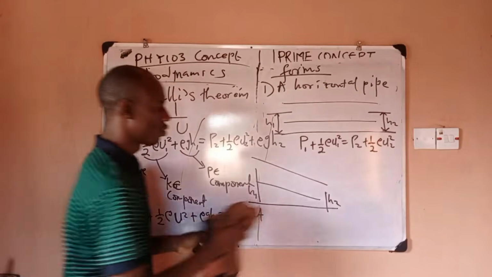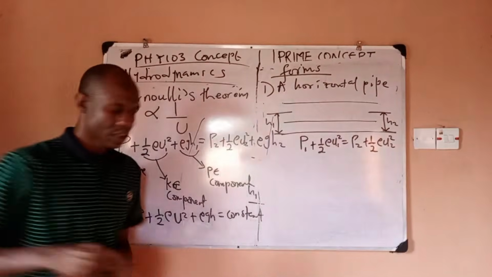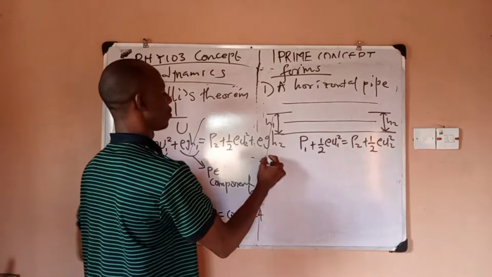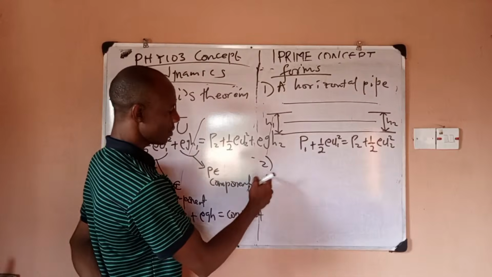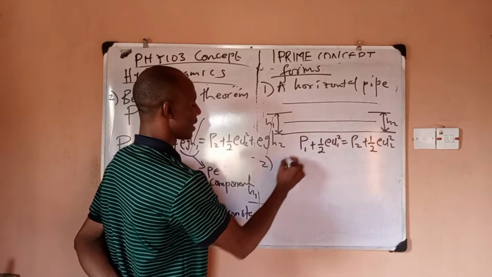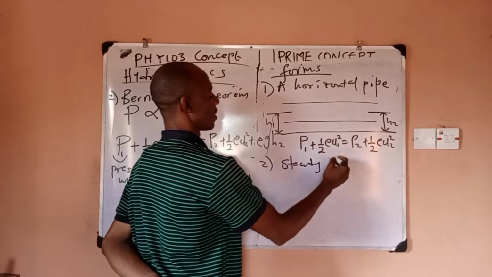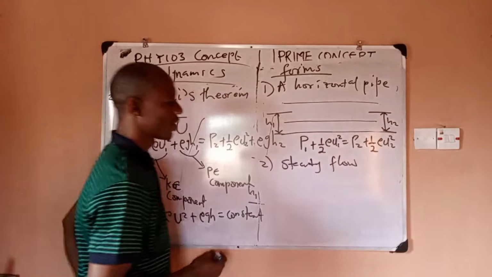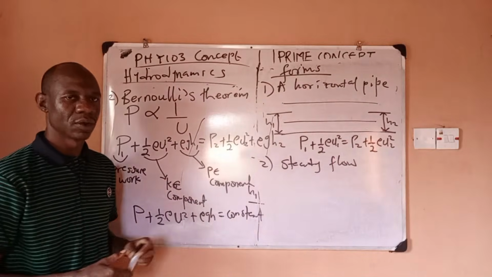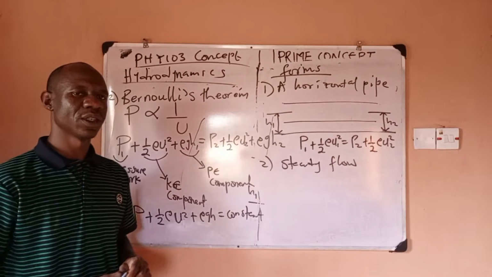Now number two is what you call a steady flow. Bernoulli's equation for a steady flow. When you have a steady flow, what would Bernoulli's equation be?